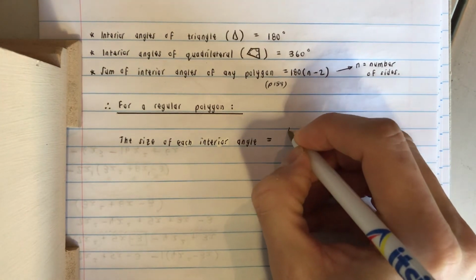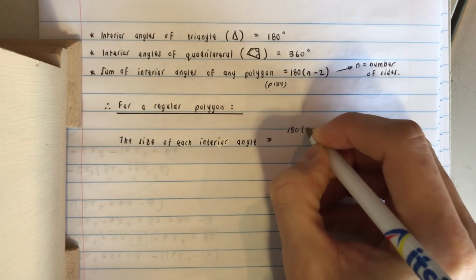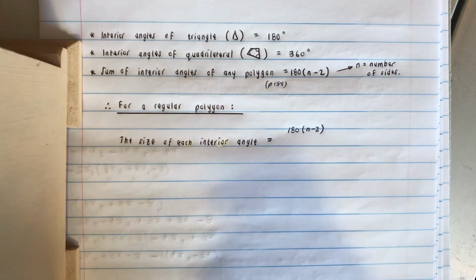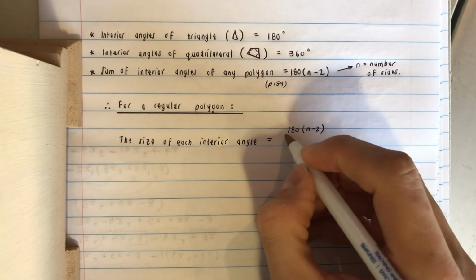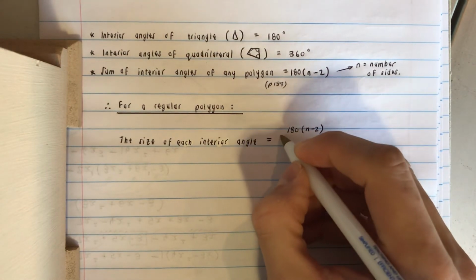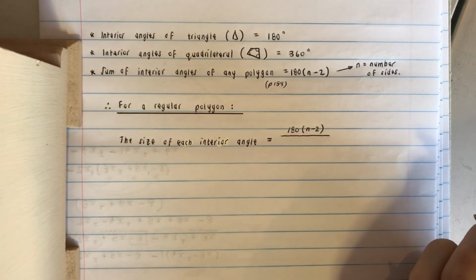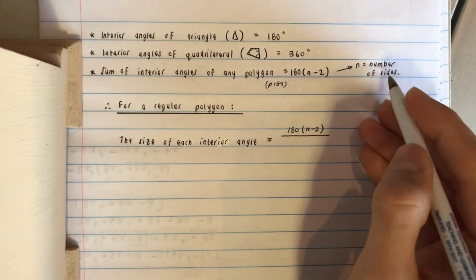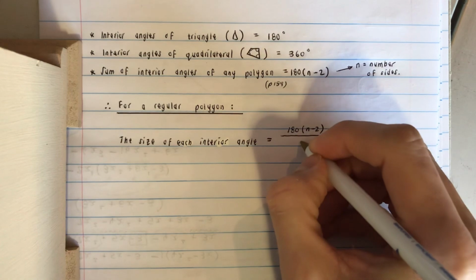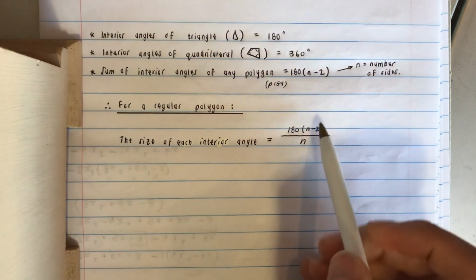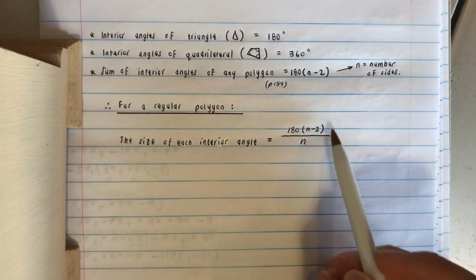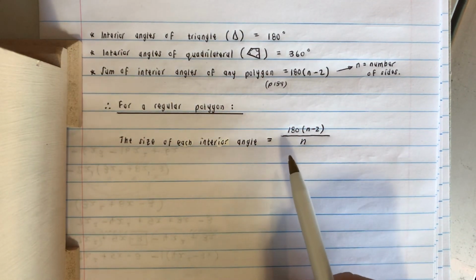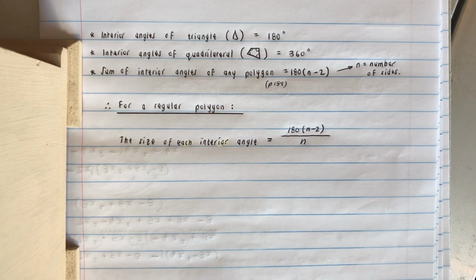So the formula is going to look like this: 180 multiplied with (n minus 2), right? That is the sum of all the interior angles. But then to get the size of one interior angle, we have to divide it by the number of angles, which is also the same as the number of sides. So we divide by n. This is also a very important formula for you guys to know for the test, please, guys.